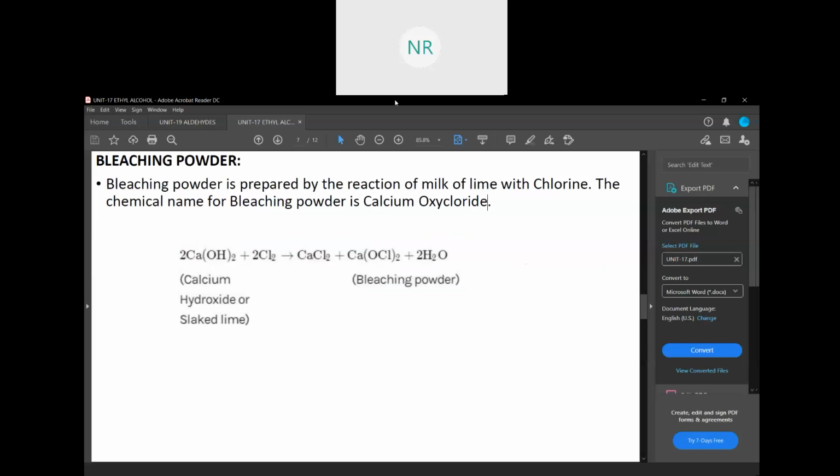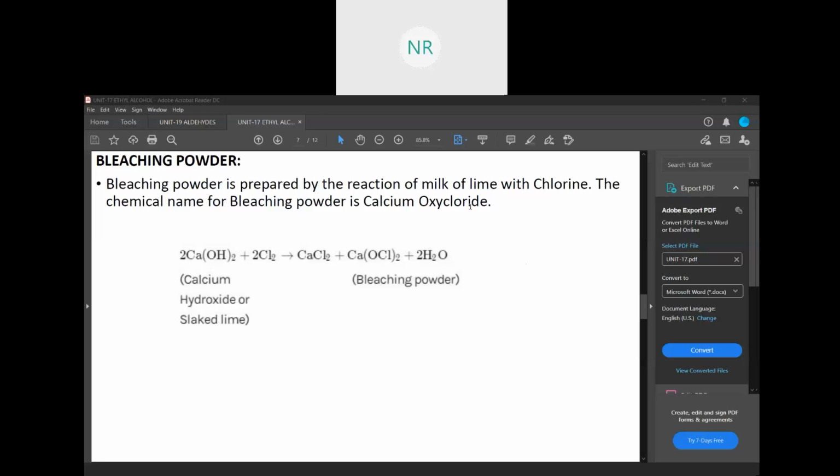So next, bleaching powder. Bleaching powder is prepared by the reaction of milk of lime with chlorine. Milk of lime is nothing but calcium hydroxide, Ca(OH)2. The chemical name of bleaching powder is calcium oxychloride. So calcium oxychloride is the chemical name for bleaching powder.